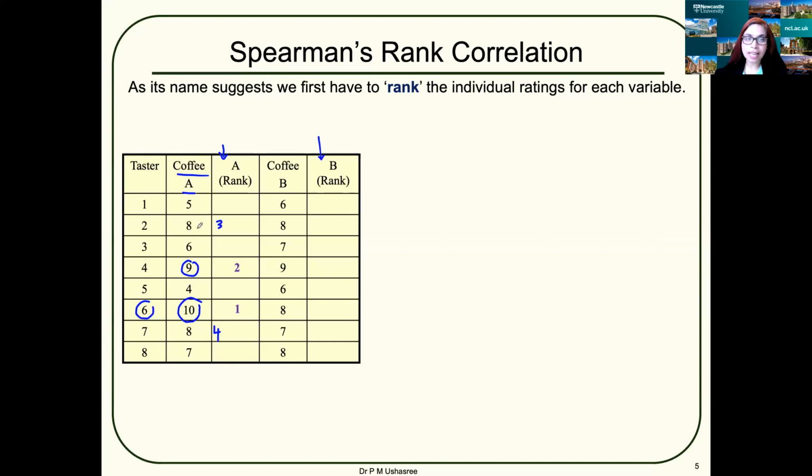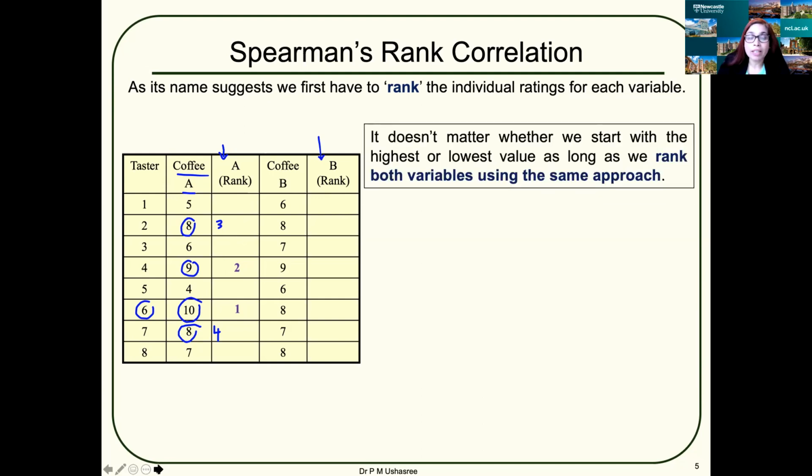So for example, on the third position, you have 8. On the fourth position, you have 8. That means they share the same position. So you take the average of the ranks. 4 plus 3 divided by 2 is 3.5. And so you give the rank 3.5 for them. 3.5, 3.5.